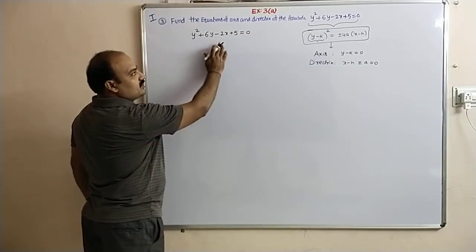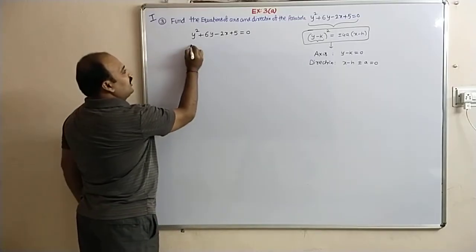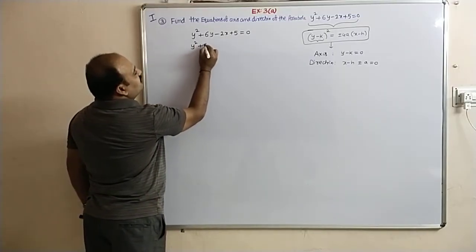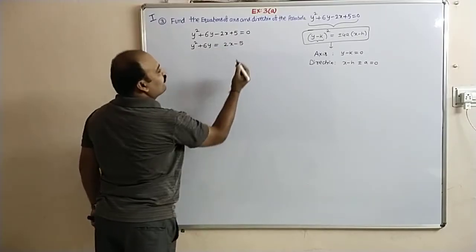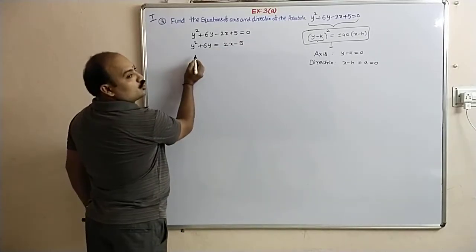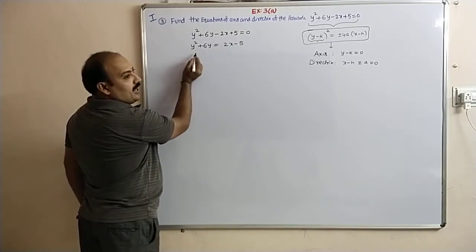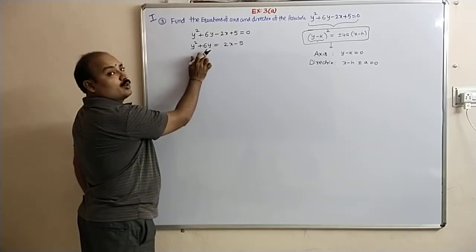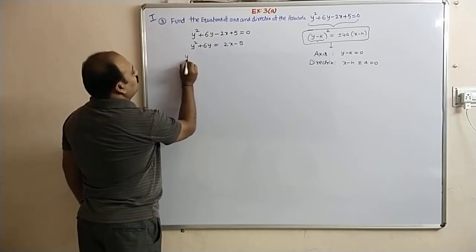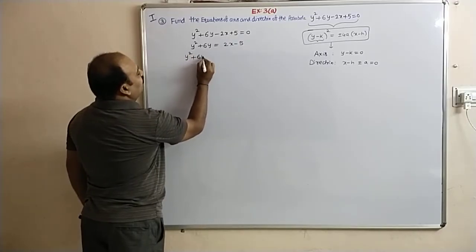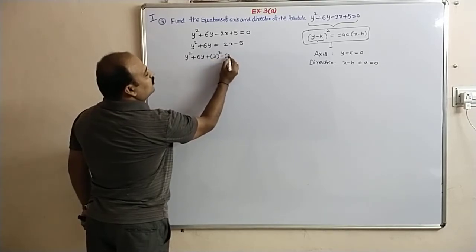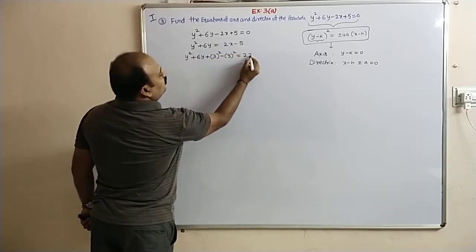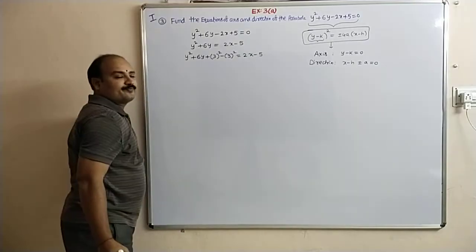Except y square and y terms remaining, we can take this side. We will get y square plus 6y is equal to 2x minus 5. To make the perfect square on this side, add and subtract half of the square of the y coefficient. So y square plus 6y, adding 3 square and subtracting 3 square, is equal to 2x minus 5.